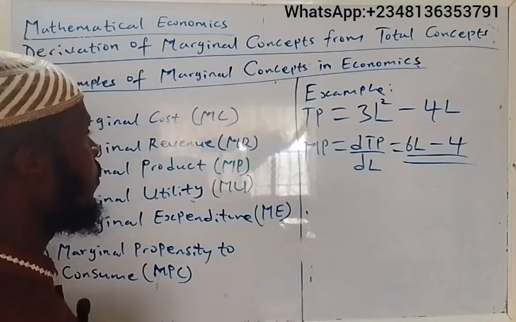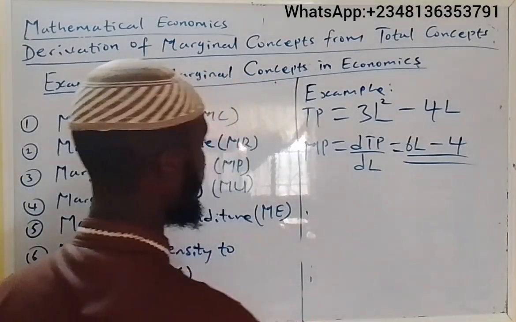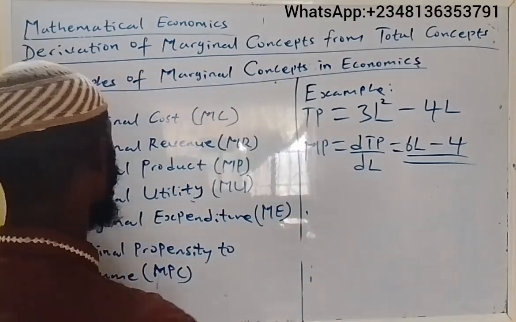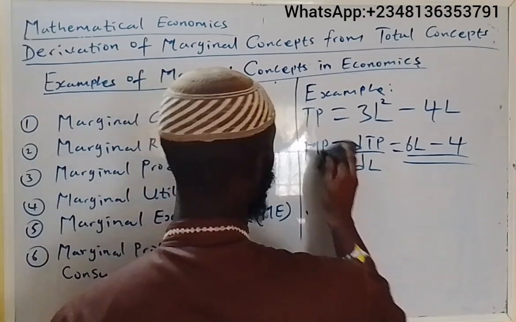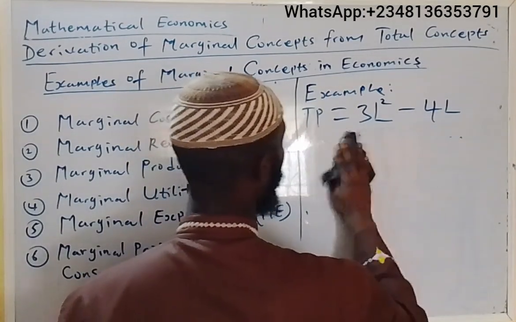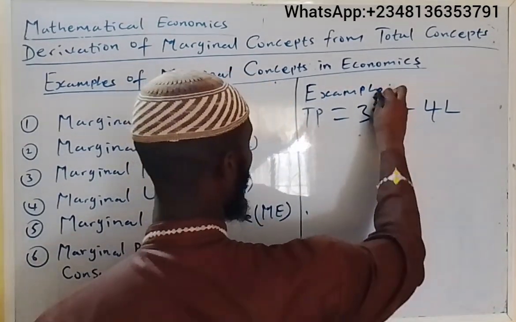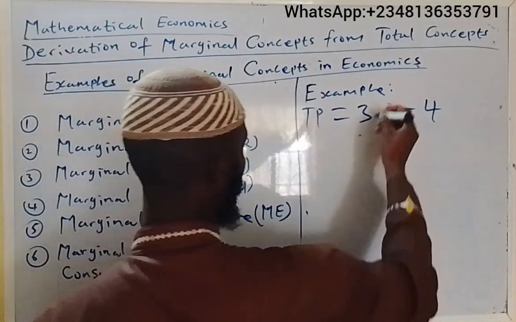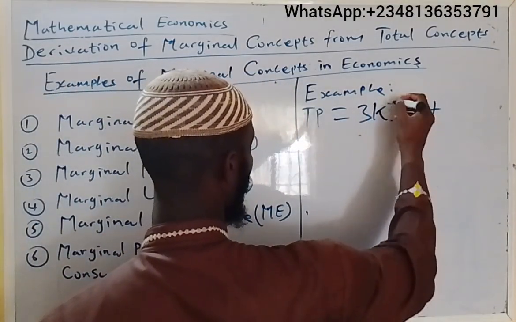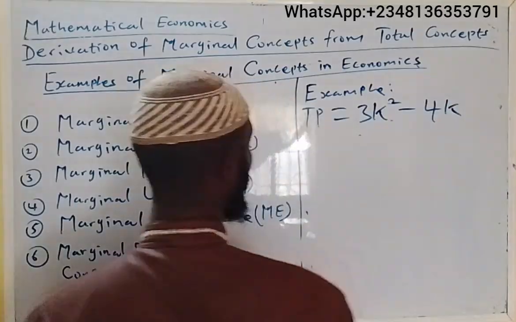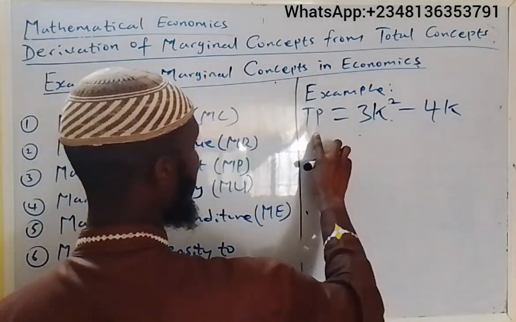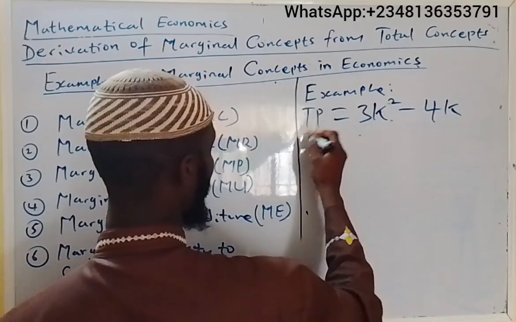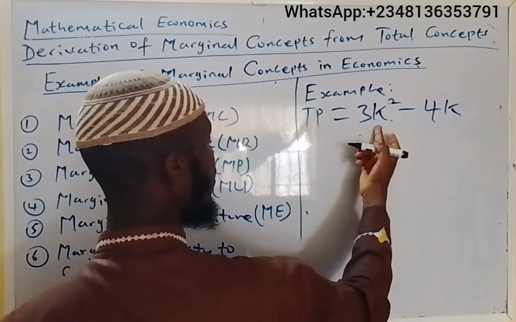Okay, what of utility? Before we move to utility, let's take another example of this total product function. Let's say instead of depending on unit of labor, total product depends on unit of capital. So let me just manipulate this. I say K, let's say 3K squared minus 4K. To get the marginal product of capital, because it now depends on capital, we are going to differentiate with respect to capital.